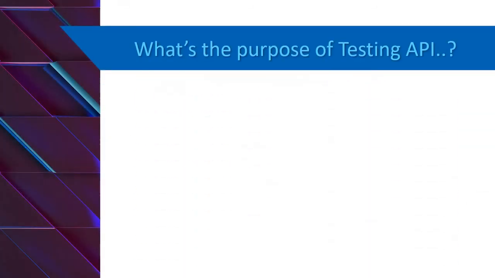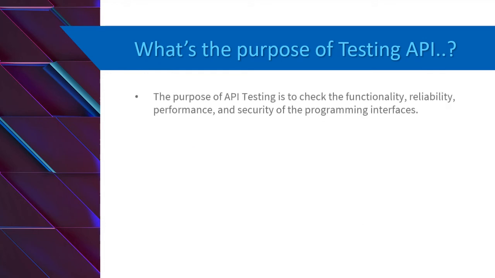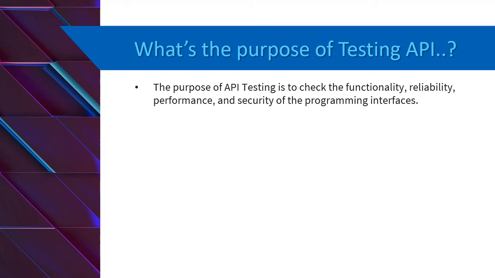Now, let's move on to what is the purpose of testing an API. API testing is a software testing type that validates the application programming interface. The purpose of API testing is to check the functionality, reliability, performance, and security of the programming interfaces. In API testing, instead of using standard user inputs and outputs, you use the software to send calls to the API, get the output, and note down the system response.